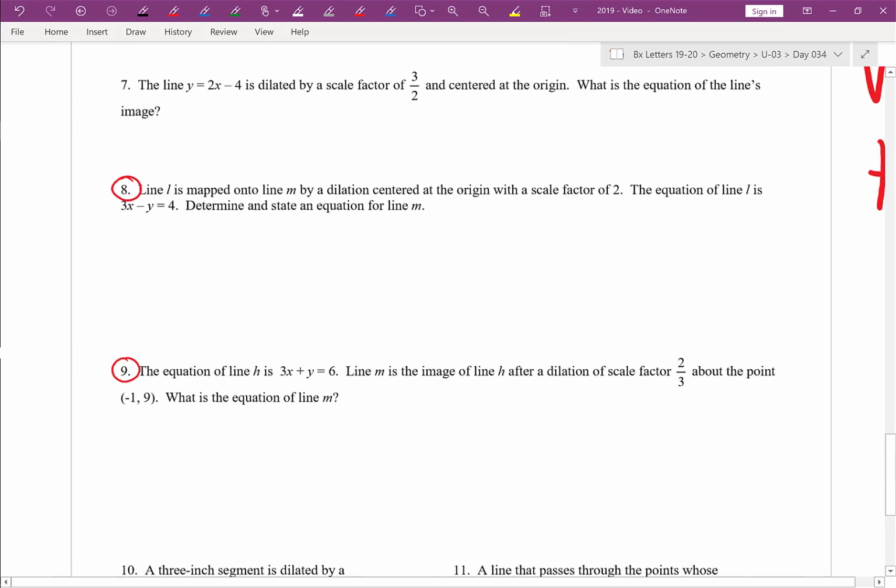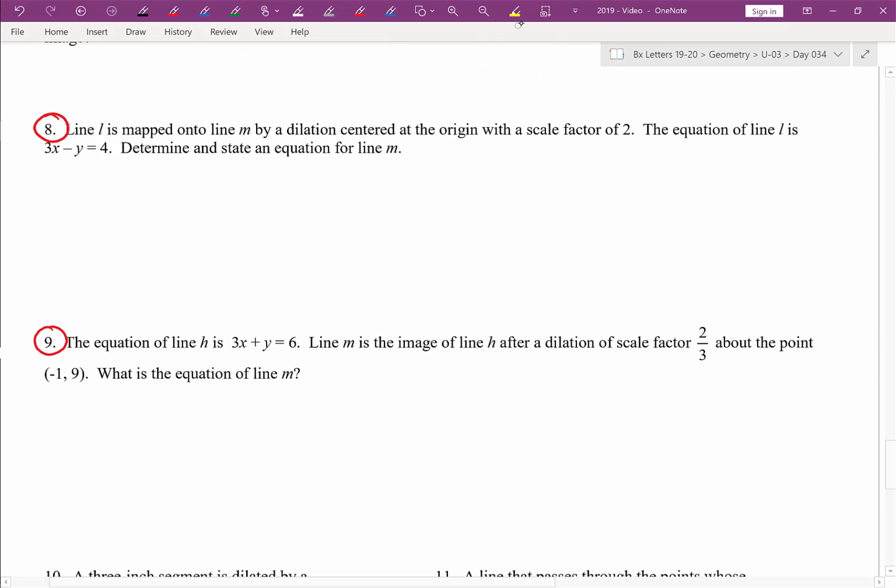Okay, so for number 8, I'm going to annotate, I'm going to scan. Oh, centered at the origin. That means same slope, but multiplied y-intercept. Okay. So my scale factor is important.